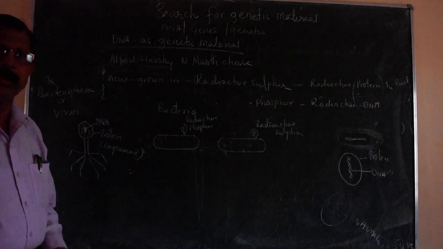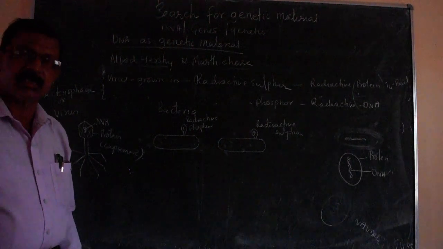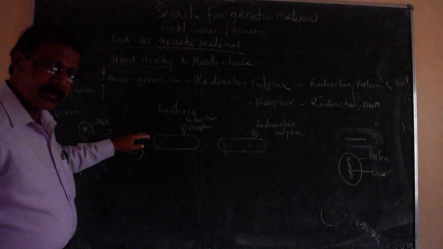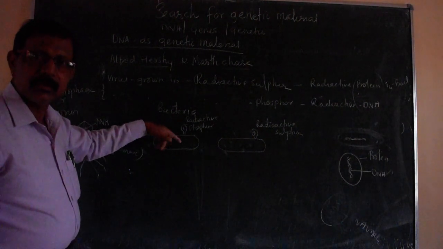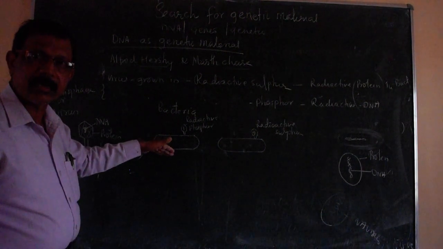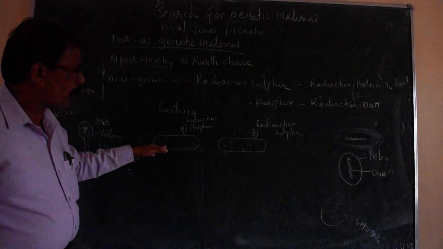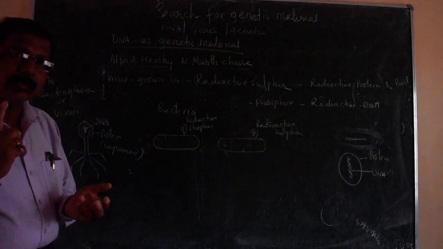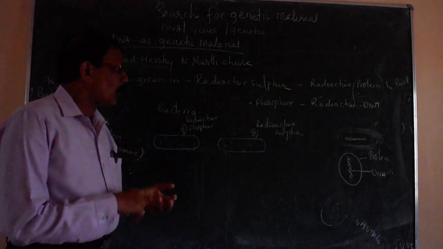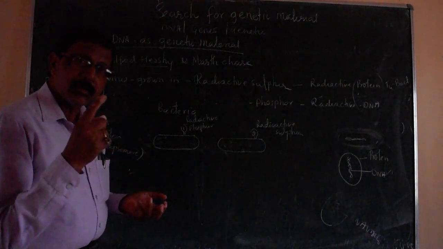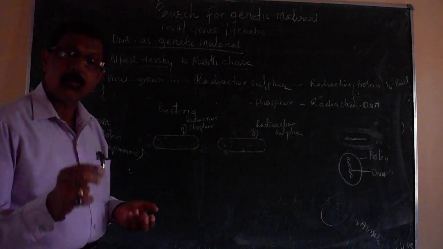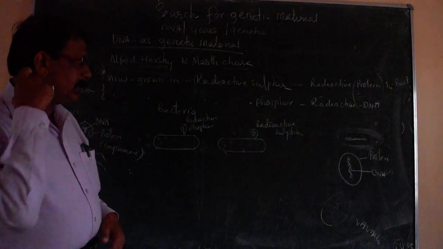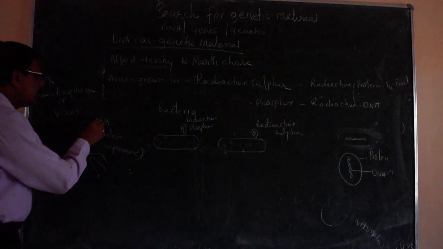What happens next and what the result is, we will study in the next class. Whether the transforming property is present in the protein coat with sulfur, or in the DNA with phosphorus, that we have to prove, and then you will come to know that in this virus the DNA has the transforming principle.